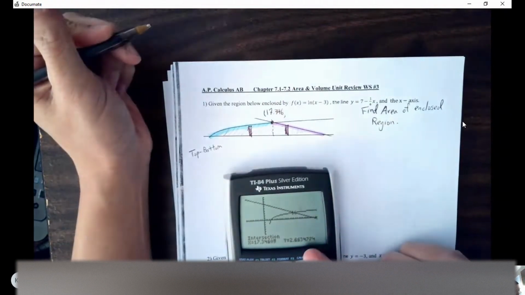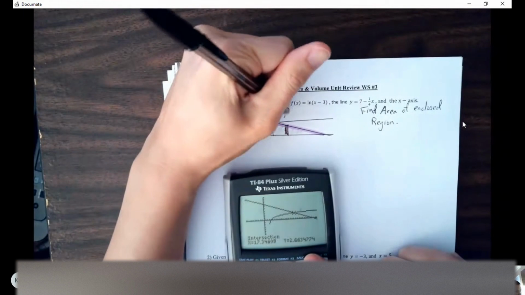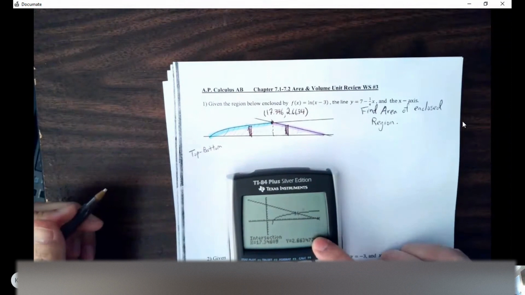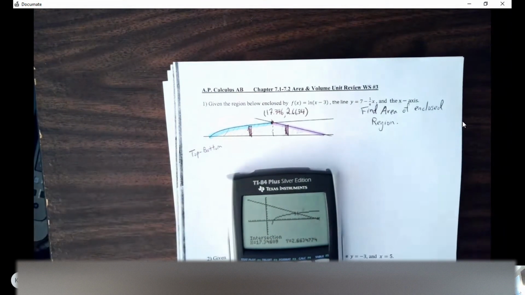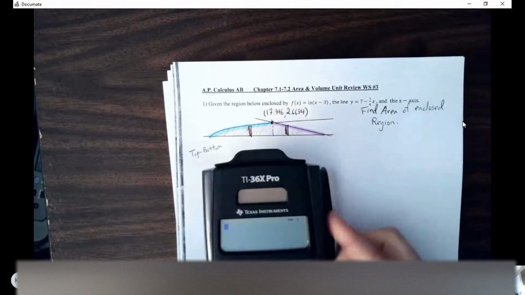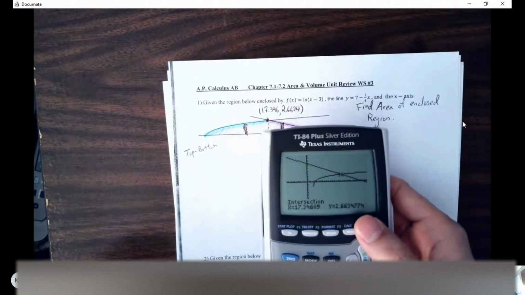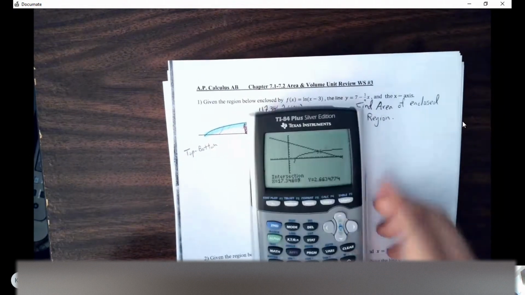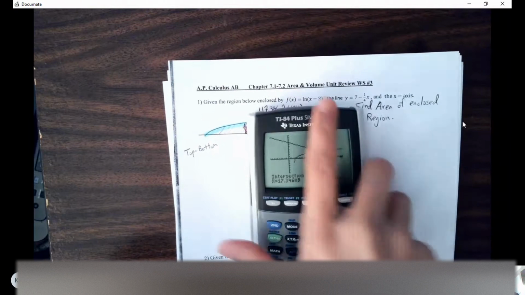How would you do that on the TI-36? Yeah, on the TI-36, you would do num-solve. Yep, num-solve. I got a different answer, but I think I just did it wrong. Okay, we'll try it. Everybody okay with the graphing calculator? I put the y value down just in case we may need it. For top minus bottom, we won't, but for right minus left, we would need that y value.